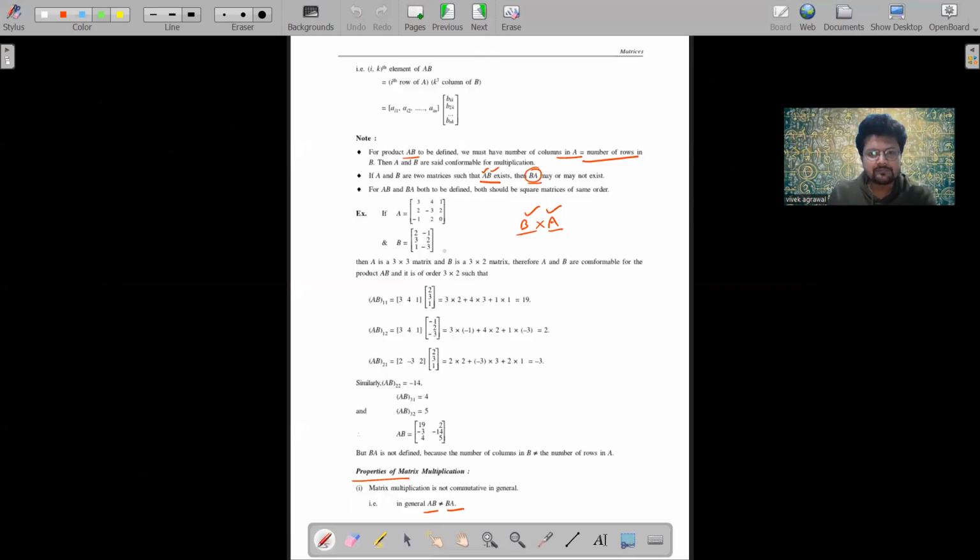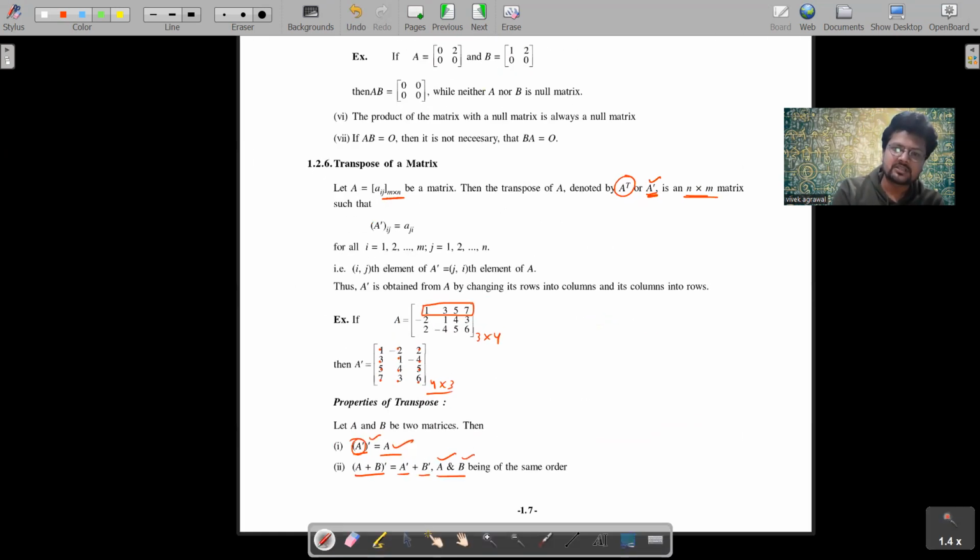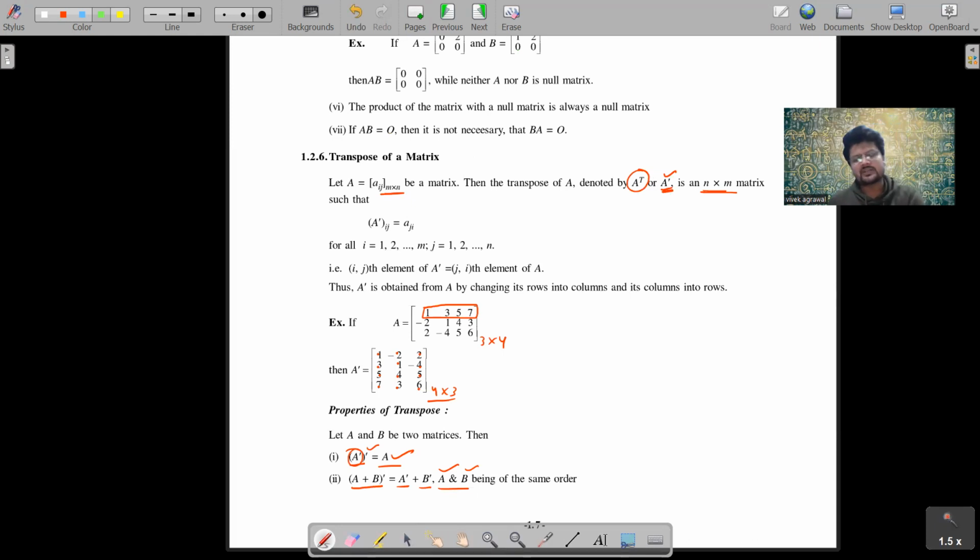Okay, then we did some properties of this matrix multiplication, that AB is not equal to BA, that is the most important property. Associative property holds for it, distributive property holds for it. Then we did transpose of a matrix. Transpose is nothing but when we convert each and every row into a column, and columns get converted into a row, right?